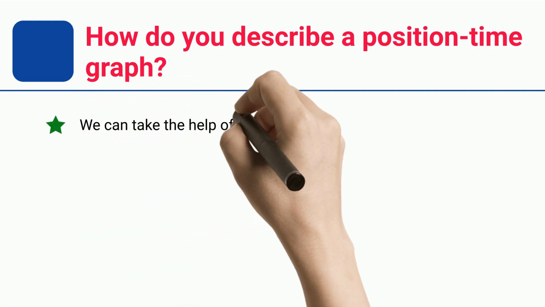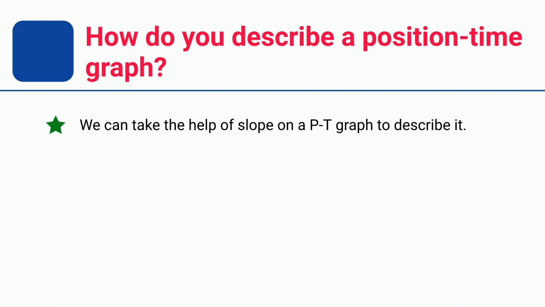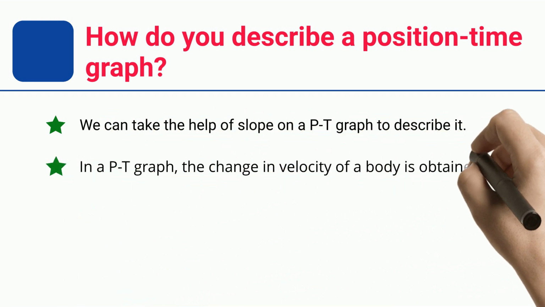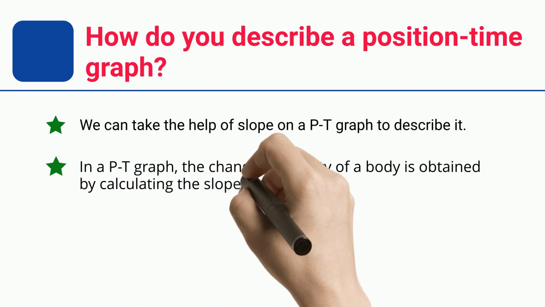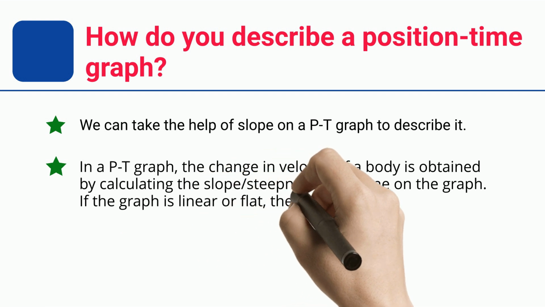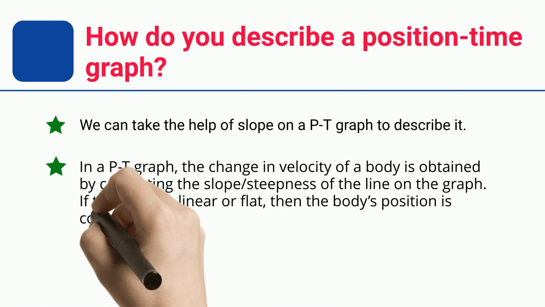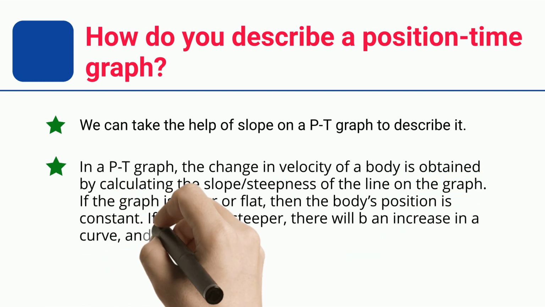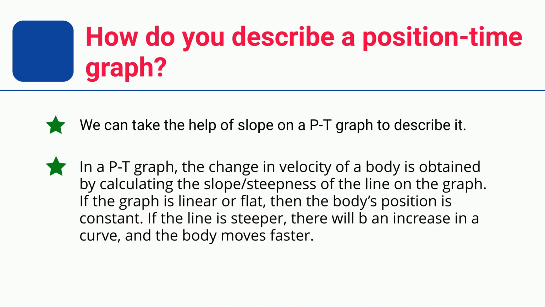How do you describe a position time graph? We can take the help of slope on a PT graph to describe it. In a PT graph, the change in velocity of a body is obtained by calculating the slope or steepness of the line on the graph. If the graph is flat, then the body's position is constant. If the line is steeper, there will be an increase in the curve and the body moves faster.